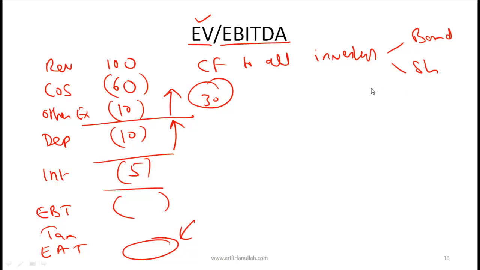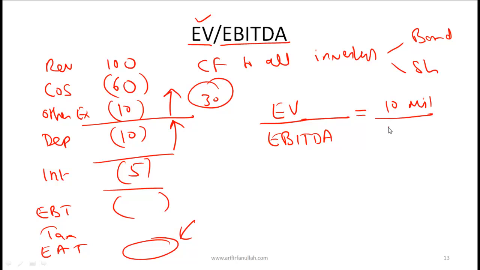And now coming to the ratio, enterprise value divided by EBITDA. So this is telling us how much value the enterprise has per dollar of EBITDA. So if a given firm has enterprise value worth 10 million and EBITDA is 1 million, then for this entity the ratio is 10, which means that for $1 of EBITDA we have a value of $10, and therefore for 1 million worth of EBITDA the value is 10 million.